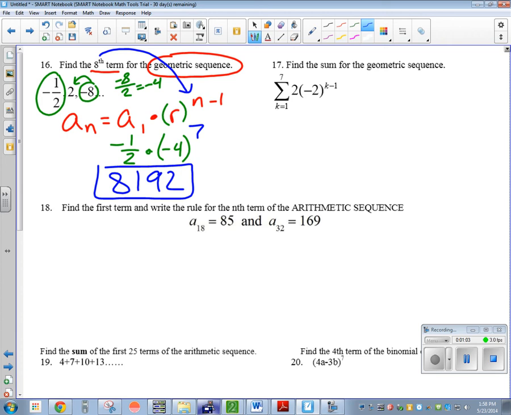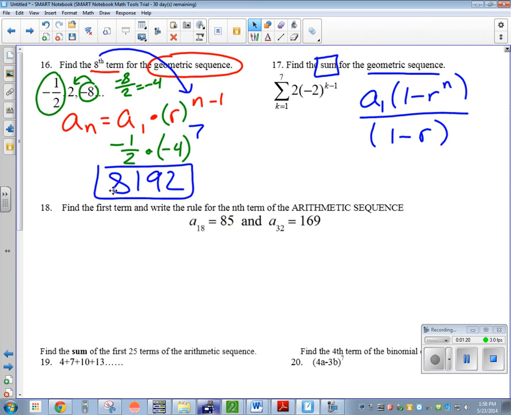Number 17, find the sum of the geometric sequence. Since it says sum, that means I need to use my sum formula. Series, a sub 1 times 1 minus r to the n all over 1 minus r. To find a sub 1, I'm going to plug 1 in for k. So that'd be 2 times negative 2 to the 1 minus 1, which is 2 times negative 2 to the 0, which is 2 times 1. A sub 1 is 2.